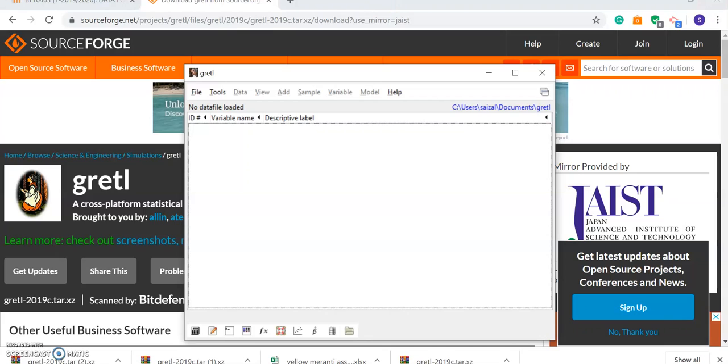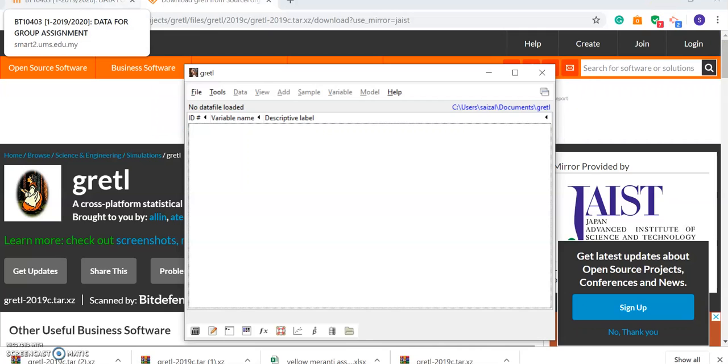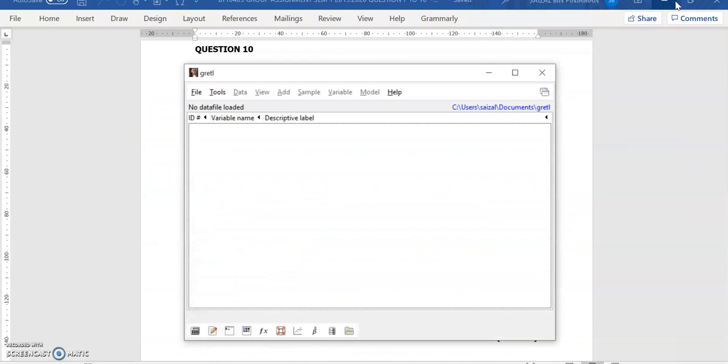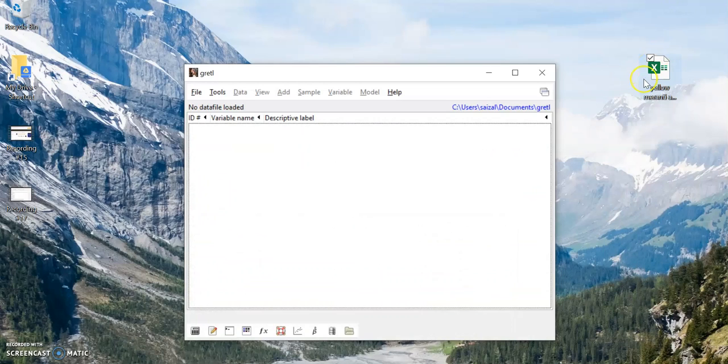So once you have downloaded and then installed Gradle, just run the software. After that, click retrieve the data from Smart UMS. Here we have the data in order to answer question 10, Yellow Meranti assignment. So once you have clicked download, simply drag the data that you have downloaded into Gradle.